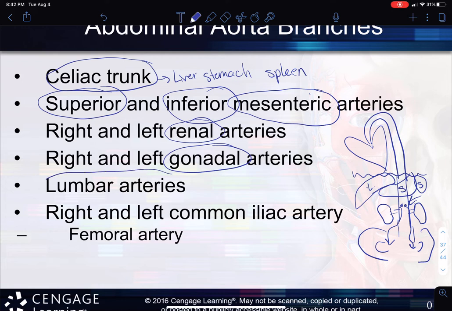And then we have lumbar arteries. Those arteries go just superior to the sacrum and supply the lower back region, the lower back musculature. And then we finally have the right and the left common iliac arteries.